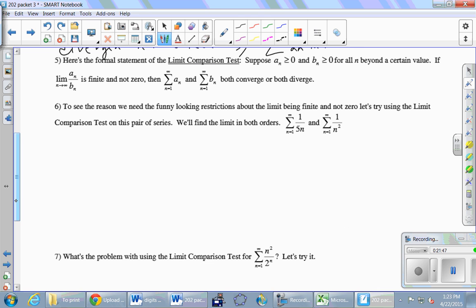Okay, so let's look at the strange comparisons, the finite and not 0. Let's take a look at this pair of series right here. Sum of 1 over 5n and sum of 1 over n squared. Is there any reason to believe that they behave the same in terms of they both converge or they both diverge? No, they're not the same, right? One of them is an n and the other one is an n squared. They are fundamentally different things. Let's see what the limit comparison test would tell us if we decided for some foolish reason to try comparing these two series that are apples and oranges. So 1 over 5n divided by what? 1 over n squared, right? This is the limit that we would find. N goes to infinity.